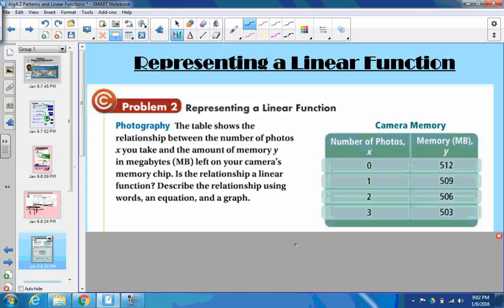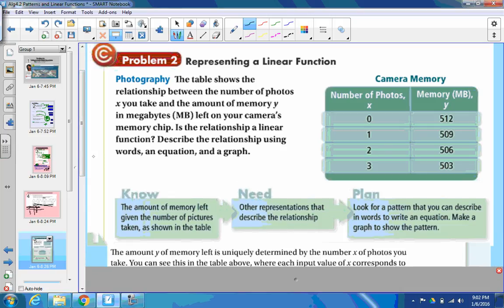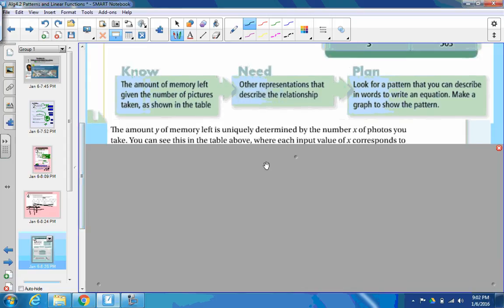But is the relationship a linear function? We want to know if it's linear, so if it makes a line when you graph it. Describe the relationship using words, an equation, and a graph. So let's look at those successive differences first. Maybe I did this down here. Let's see. I think I might have.